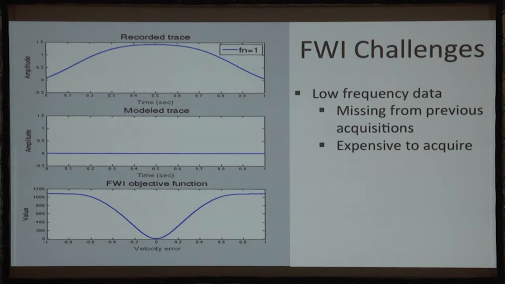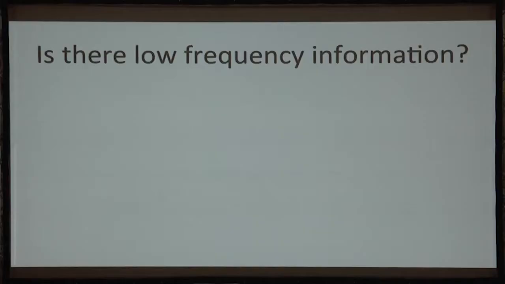As we all know, low-frequency data is missing from previous acquisitions. In previous acquisitions, the minimum frequency we have is around 5 hertz, 6 hertz. That's pretty good, but even now, when we realize how important low frequencies are for full waveform inversion and impedance inversion, it is very expensive and very difficult to acquire the low frequencies that we need in the field. So what we want to answer is the question: is there low frequency information in the data?